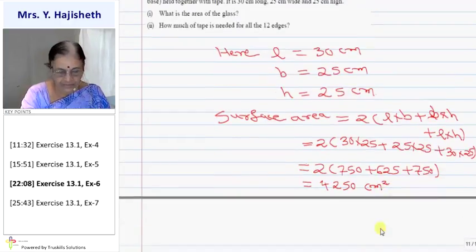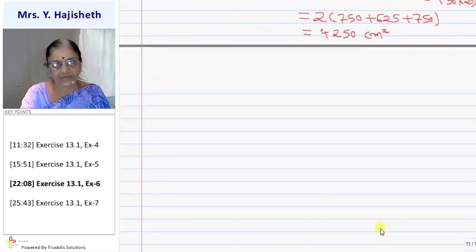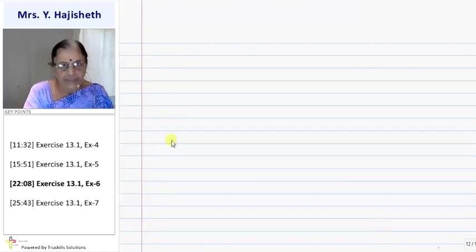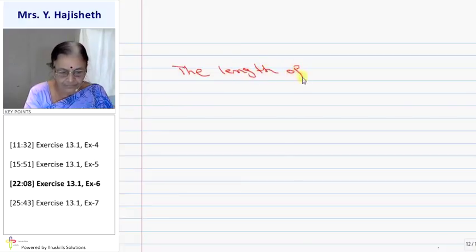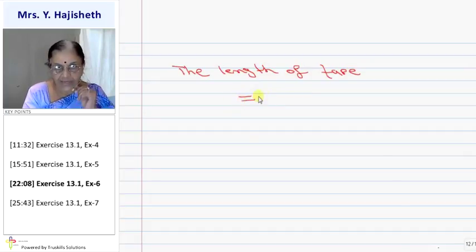Now you are given the length of tap. The length of tap is equal to length of 12 edges. Okay. Length of 12 edges.